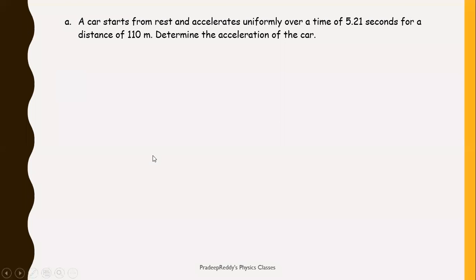Coming to the next question. A car starts from rest. The car is starting from rest, that means its initial velocity is equal to 0. Because the car starts at rest, u is equal to 0, and it accelerates uniformly over a time of 5.21 second. That is the time taken, for how much time it is accelerating, 5.21 second, for a distance of 110 meter. The distance traveled s is equal to 110 meter. Determine the acceleration of the car. You want to now find out the acceleration of the car.